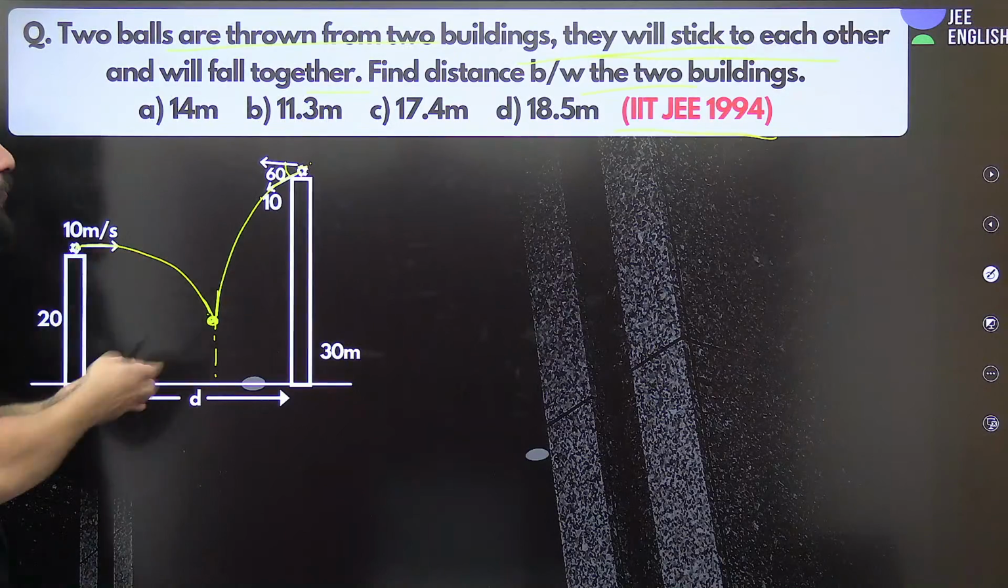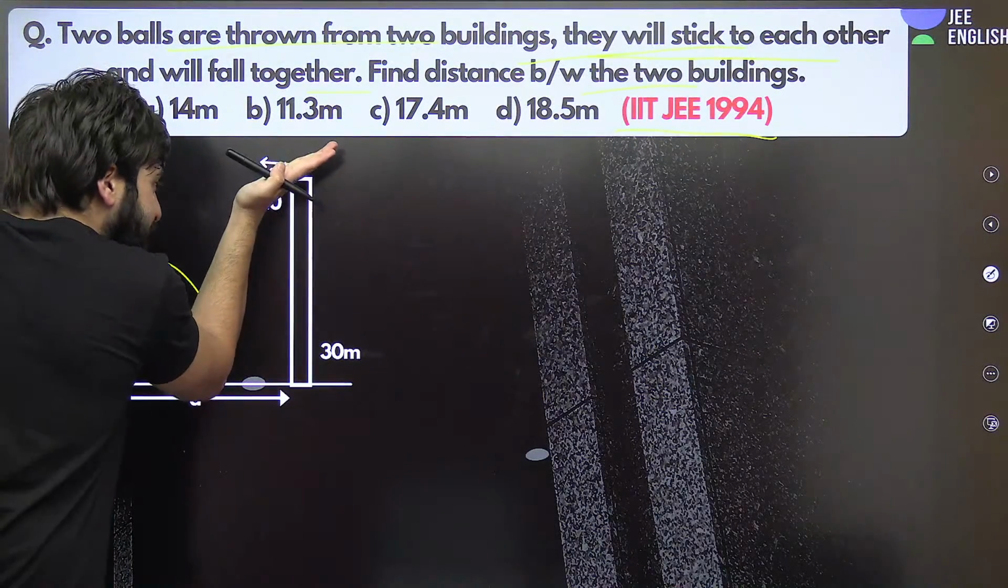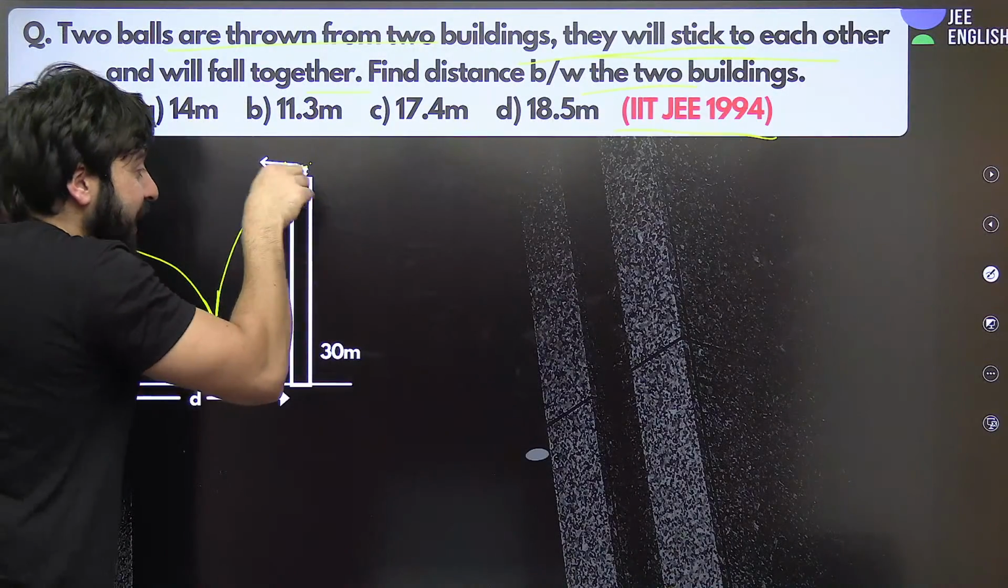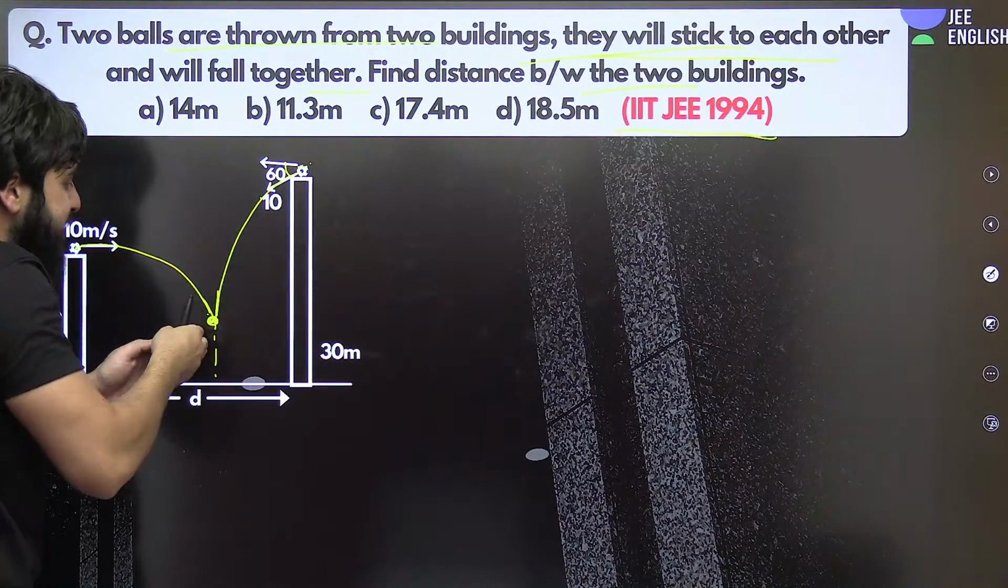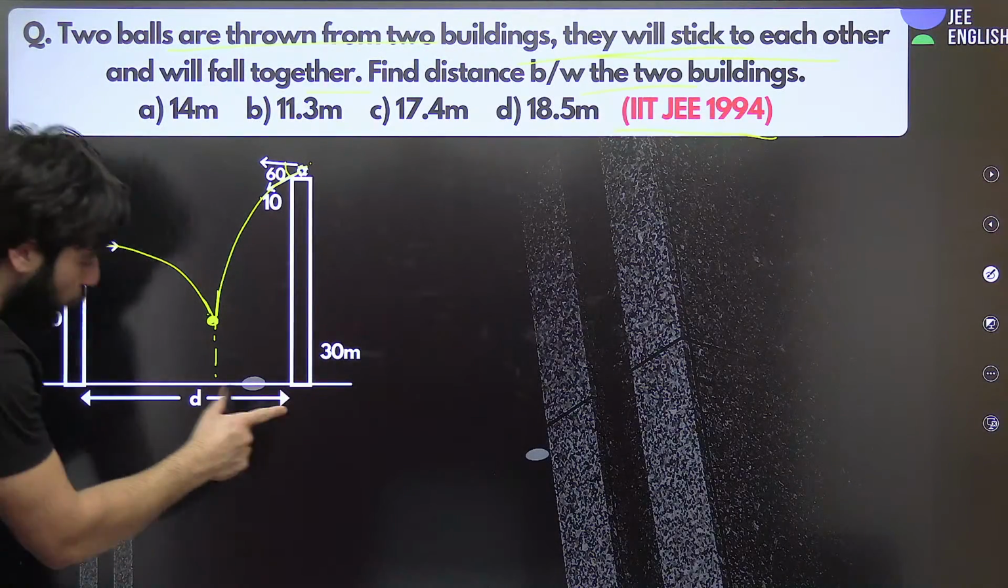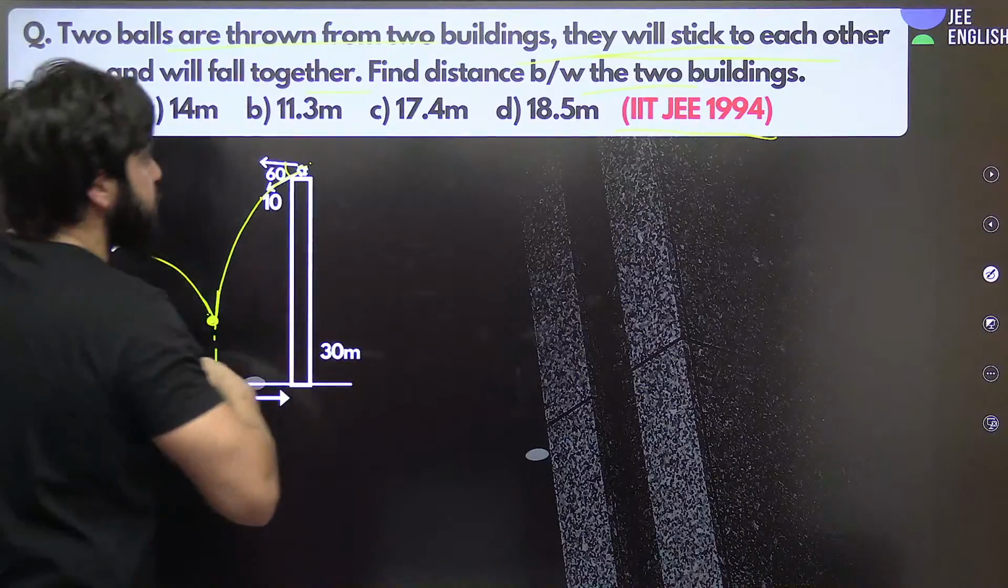You'll say, sir, how will they fall? This is at some height, so there is some angular projection initially, that is 60 degrees, and this 10 velocity. So they will exactly meet at this point and start falling together. You need to find what is this distance D in between.